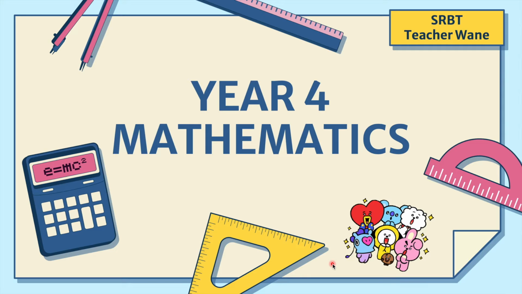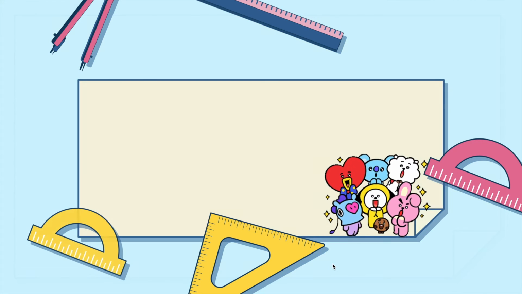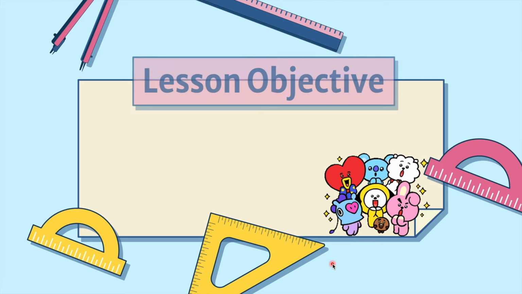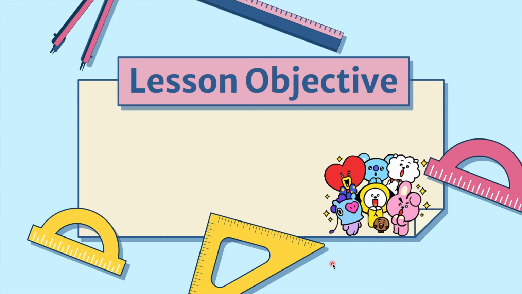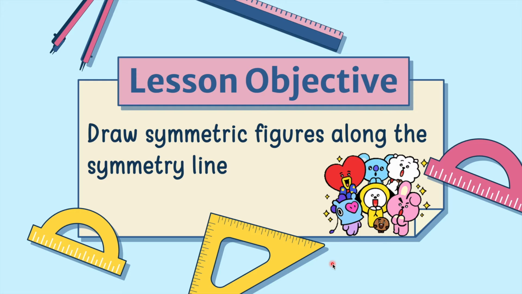So our topic for today in mathematics is that we are going to learn about symmetry. So what is our lesson objective? Our lesson objective is that we are going to draw symmetric figures along the symmetry line.